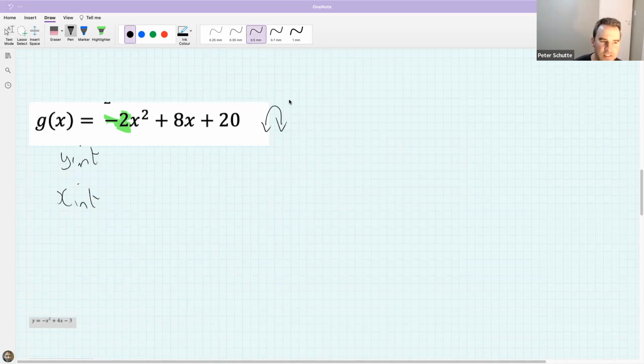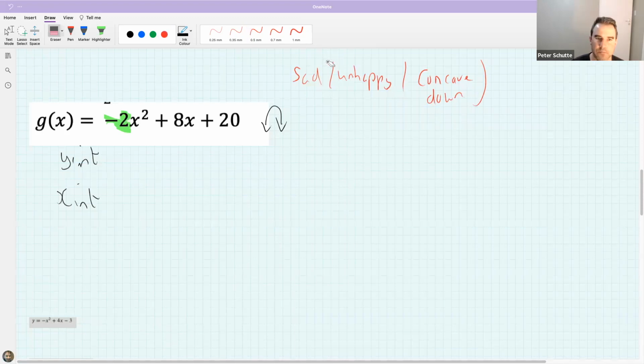Also, another way of saying it is concave down. So sad or unhappy, or the more official term is concave down. So the y-intercept will just be 20. No problems there. What's the x-intercept going to be?